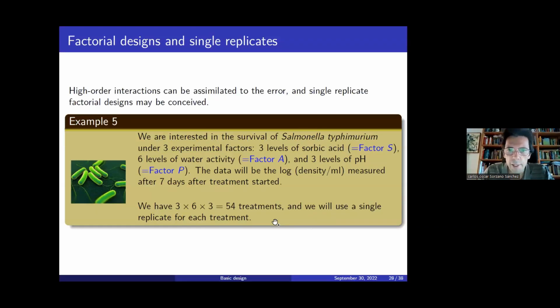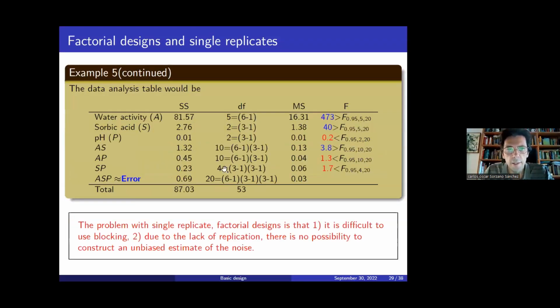You have to sacrifice something. You count how many degrees of freedom you have for the water activity, for the sorbic acid. Here we have all the possibilities. And you have to sacrifice something. What you are sacrificing with just one replicate is the three-way interactions, so the interaction, this particular activity of water with this particular level of sorbic acid, with this particular pH is particularly good or particularly bad.